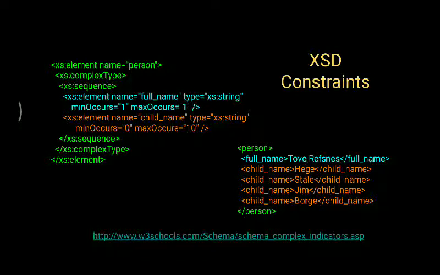So you are not supposed to give less than 1 and more than 1. And one more element is there in this sequence. Element name equal to child name, type equal to string, minimum occurs equal to 0, max occurs equal to 10. So under the full name, you can write 0 to 10 children. So that's the constraints. Depending on those constraints, you are supposed to write.